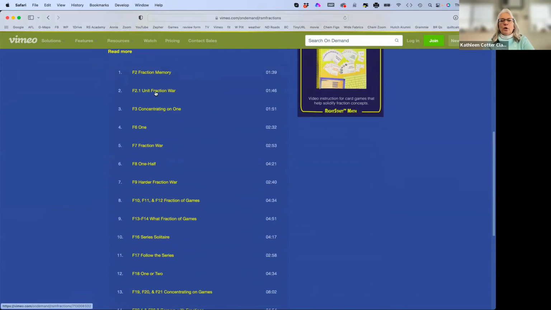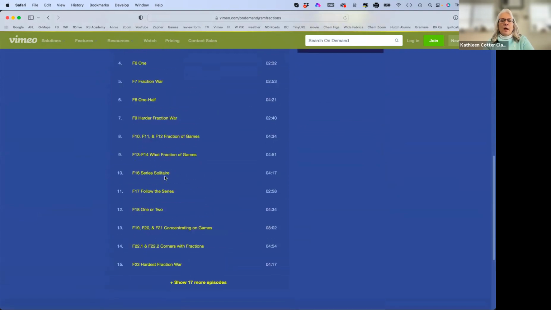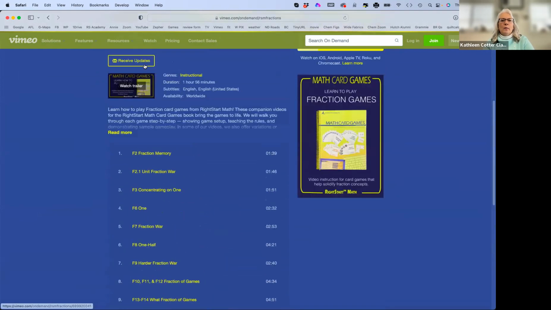So we already looked at the unit fraction war. We looked at fraction war here, concentrating on one we talked about. This game of one is kind of fun. This one I want to show you too. This one, I'm going to show you real quick here.